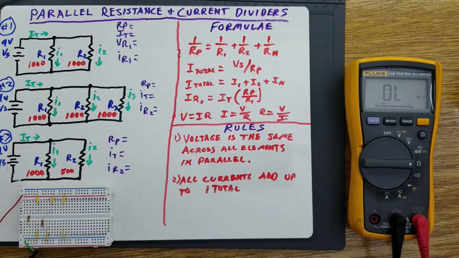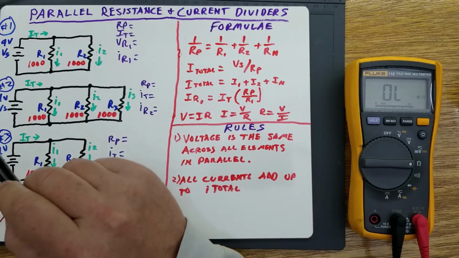This is a video about parallel resistance and current dividers. What is parallel resistance? Well, it's the equivalent resistance when you have two or more resistors or resistances in parallel. And a current divider is how the current divides between those parallel resistive elements in a circuit.